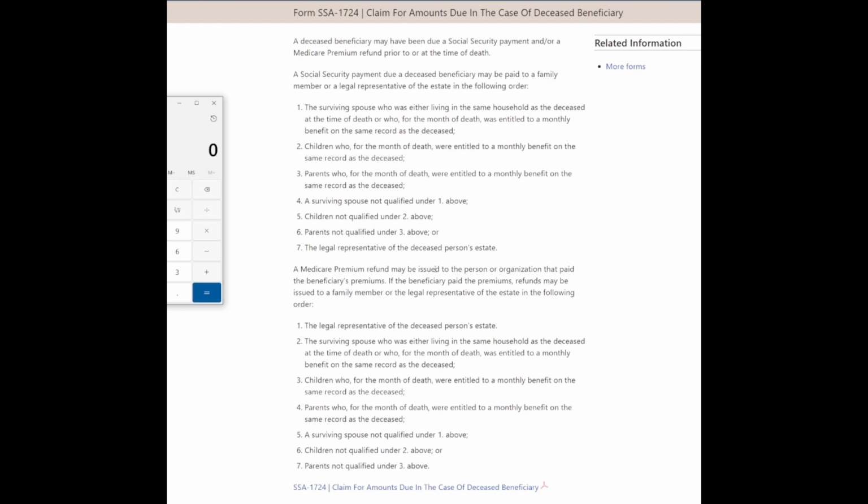And then last on the list is a legal representative of the deceased person's estate. This person is going to have court paperwork saying that they are the executor of the estate and they are applying for benefits on the estate's behalf, and so on and so forth. At that point, that's who the payment would go to. Again, assuming that 1 through 6 does not exist.